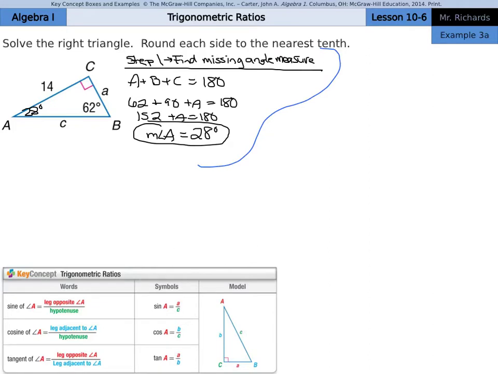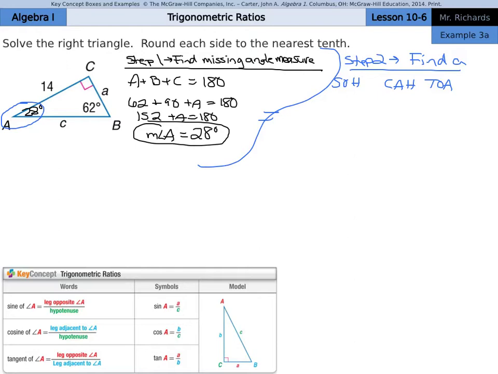Next, in step 2, let's try to find one of these missing sides, either A or C, and we might as well do this in alphabetical order. So we'll find A. Now, if we look at our SOHCAHTOA, pick one of the angles that's not the right angle to use here. You could pick the 28 or you could pick the 62. I'm going to pick the 28 degrees here to use. That's going to be my go-to angle here.